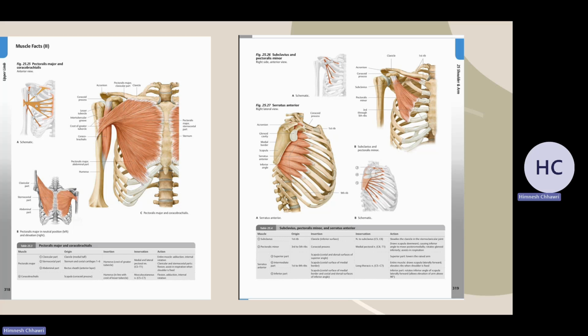Then, since we have pectoralis major, we need to have a pectoralis minor. Remember the picture. Where is it originating from? What is this called? This is called the coracoid process. So it's inserting into the coracoid process and originates from the third, fourth, fifth rib. First, second, nothing. Third, fourth, fifth rib inserts into the coracoid process. Easy. Innervated by the medial pectoral nerve.